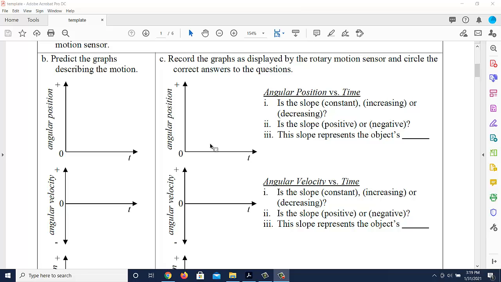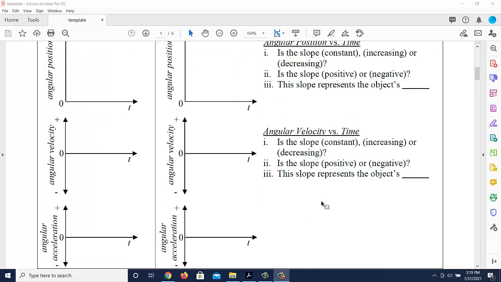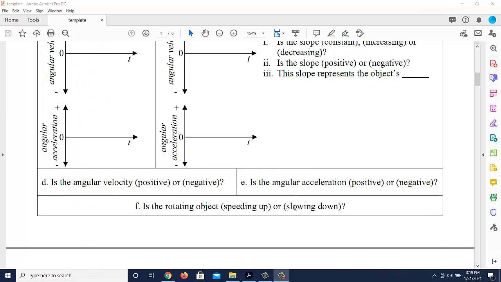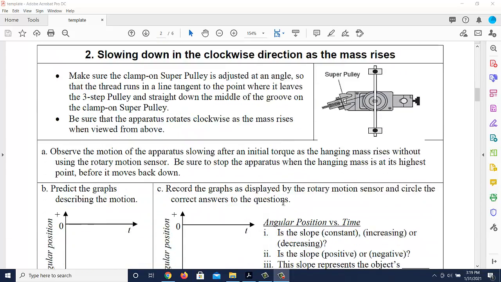Once you understand why they're shaped the way they are, here's some questions that you should answer that might help you see why they are shaped the way they are. And then there's a few questions down at the bottom. Do the entire page before you go on to the next part, all right? Entire page.